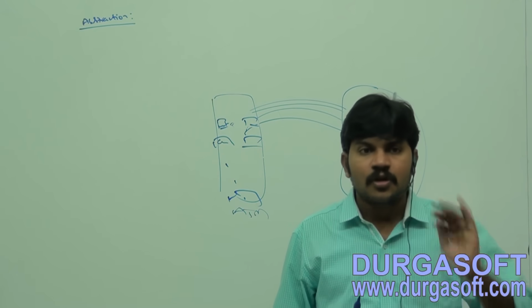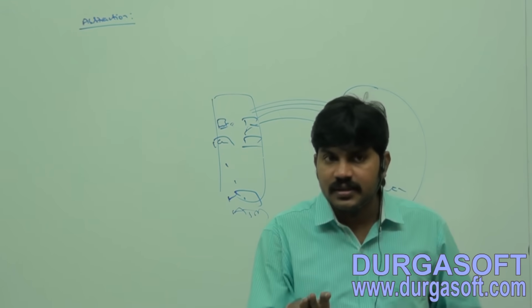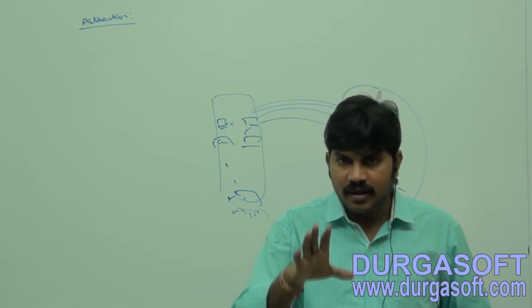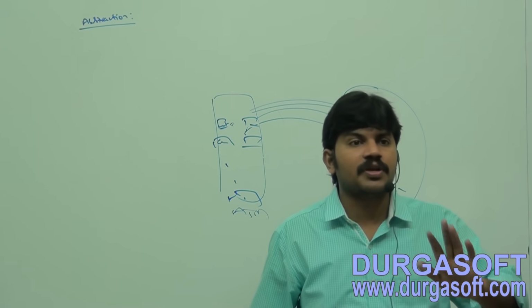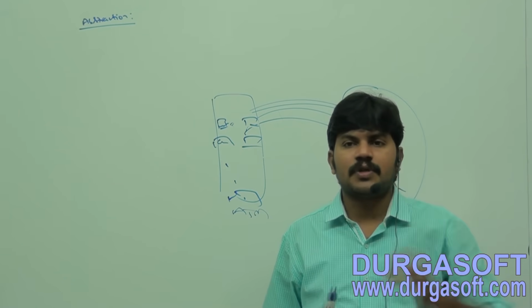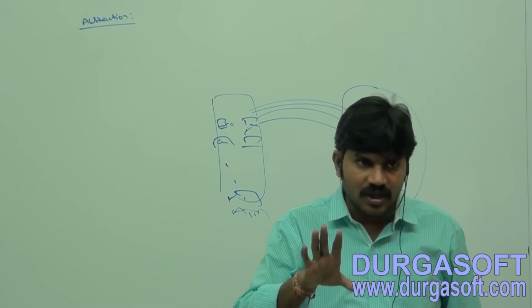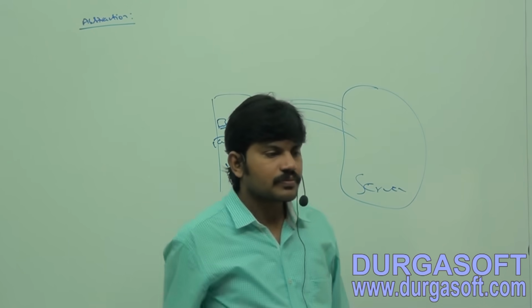Are you able to understand that? What is abstraction? Hide internal implementation and just highlight the set of services we are offering is the concept of what? Abstraction, right? Now that analogy is very clear.